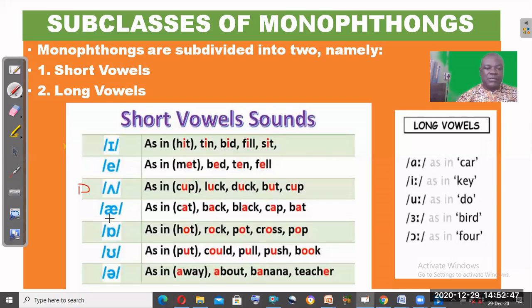Now, let's look at the sound of A as in cat, back, black, cap, bat. O as in hot, rock, pot, cross, and pop. U as in put, could, pull, push, book. As in away, about, banana, teacher.